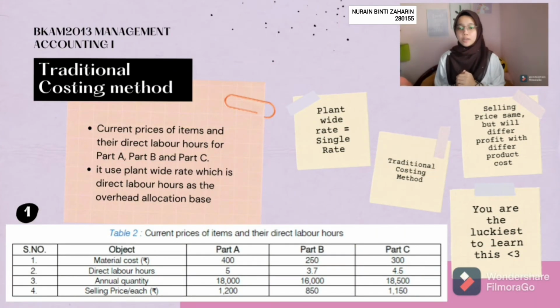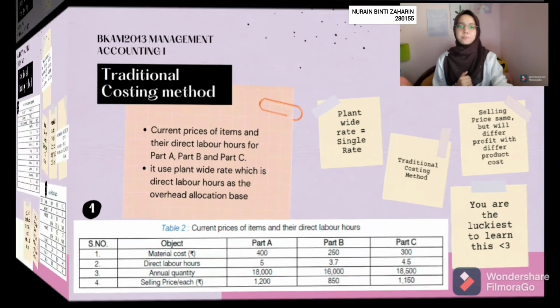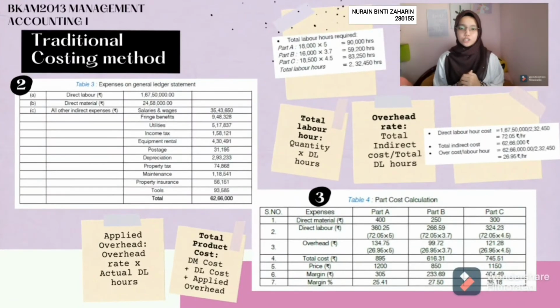Okay, now the first one is the traditional costing method. Based on the article data referred, we are going to look at the current price of items and their direct labor hours for Part A, Part B, and Part C. We can see here that traditional costing uses a plant-wide rate, which is direct labor hours, as the overhead allocation base, where it just calculates the overhead cost without noticing the relationship between the cost pool and the cost driver. As a result, the overhead rate is RM26.95 per direct labor hour.